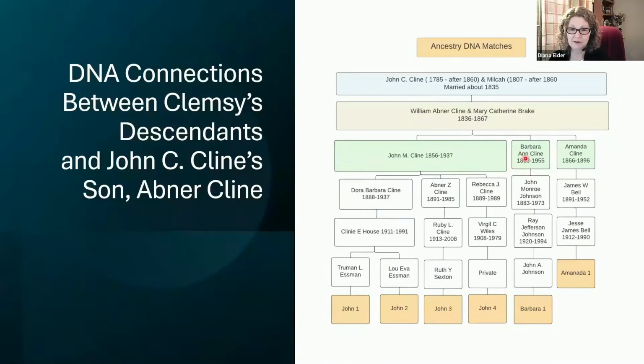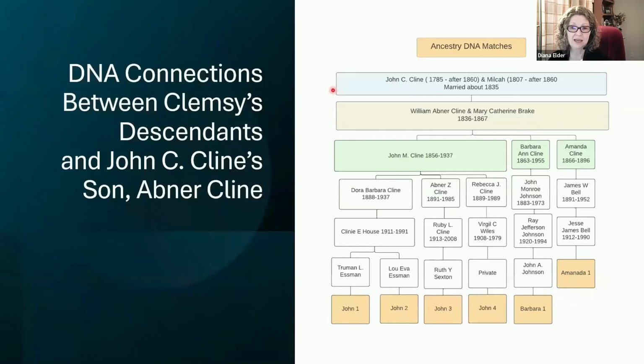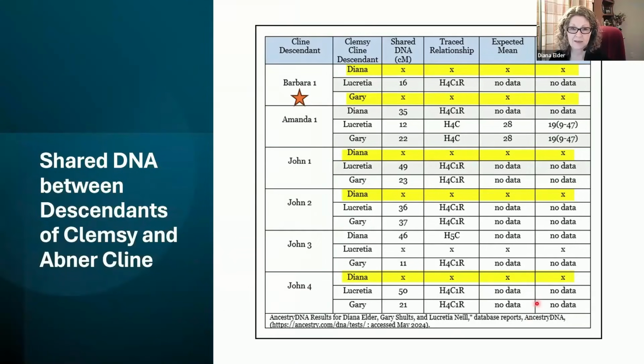So let's take a look at Barbara. You'll notice only one DNA match comes down through Barbara. And here she is right here in my table. This is that DNA match Barbara. I don't share any DNA with Barbara. Gary does not share any DNA with Barbara. Only Lucretia shares DNA with Barbara. So if I had not asked Lucretia to share her DNA results with me, I would not have picked up on this, and I would not have had this branch represented as additional evidence for this connection.